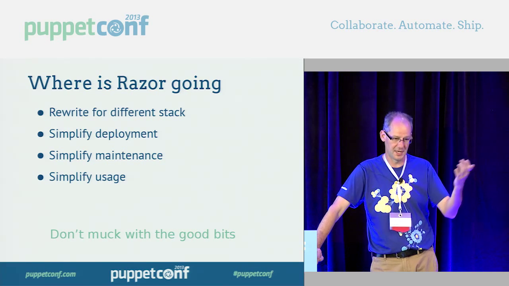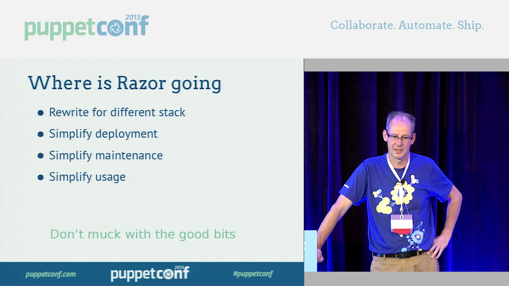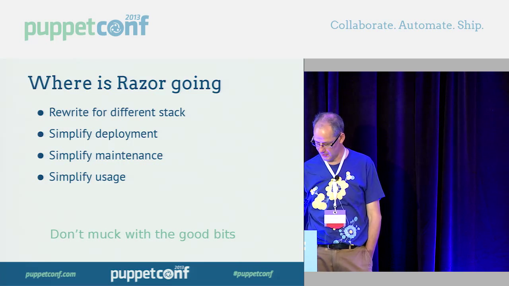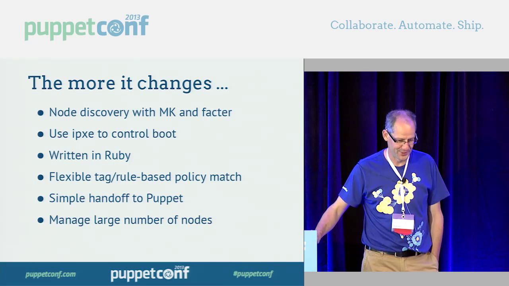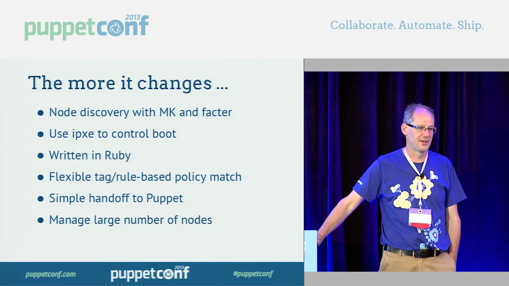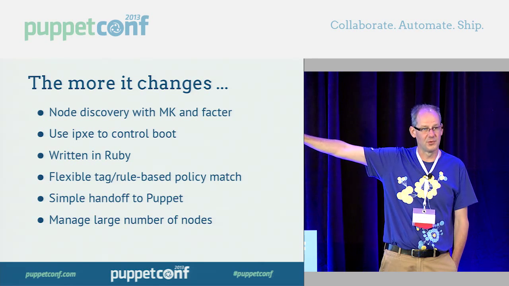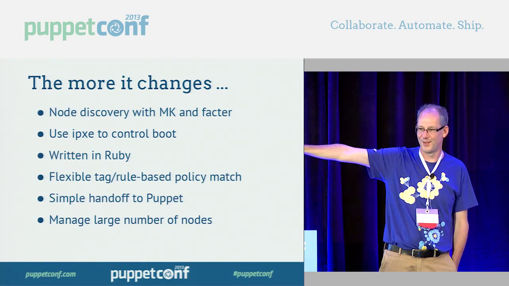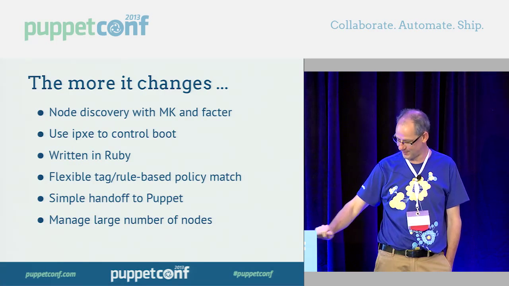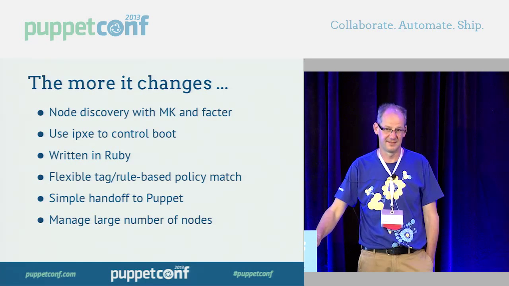From our kind of productization view, we want to simplify the maintenance of the code base, of course, for that, and also make it a little easier to use in some areas. As I said, we don't want to muck with the good bits. We don't want to destroy functionality that's there and makes it unique and valuable. And this is kind of my take on what makes Razor unique and valuable. If I'm missing things, come up afterwards. Let me know what you think, in your mind, makes Razor unique.